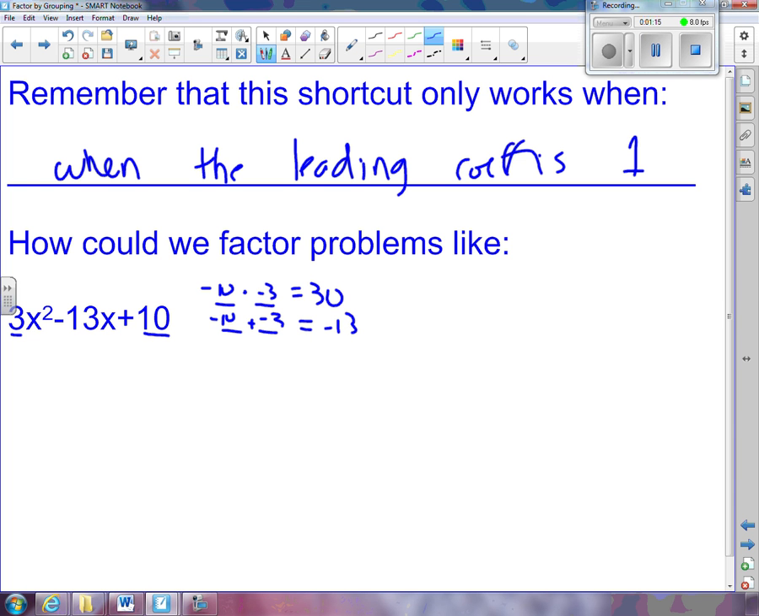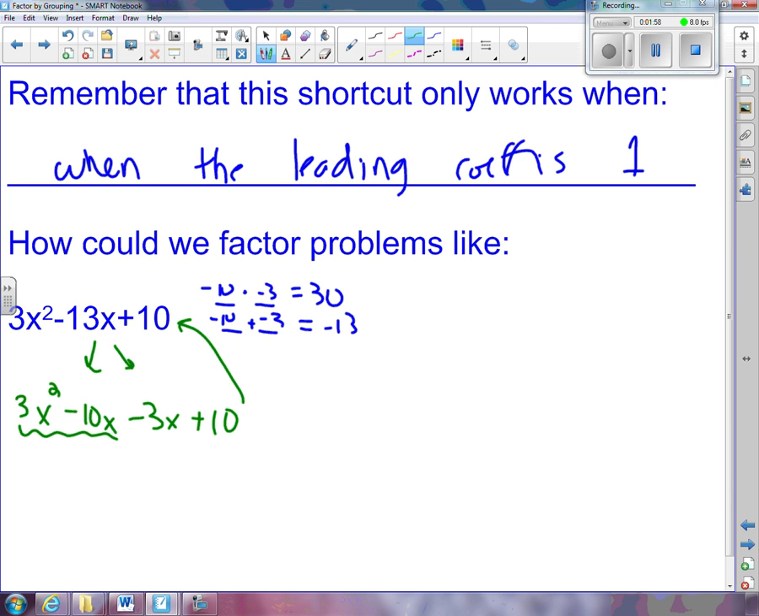So this is different from the shortcut because with the shortcut, you're only looking for numbers that multiply just to 10. But when the leading coefficient isn't 1, it's a little bit more complicated. So now that you know what those two numbers are, you can rewrite the problem just like we did when we were trying to make it so that we could do factor by grouping. So here, I'm going to split up the middle term into these two terms. So I have 3x squared minus 10x minus 3x plus 10. This statement is equivalent to the top one because if I just simplify the two middle terms, I get back what I originally had. Now that I have rewritten it this way, I can use factor by grouping.